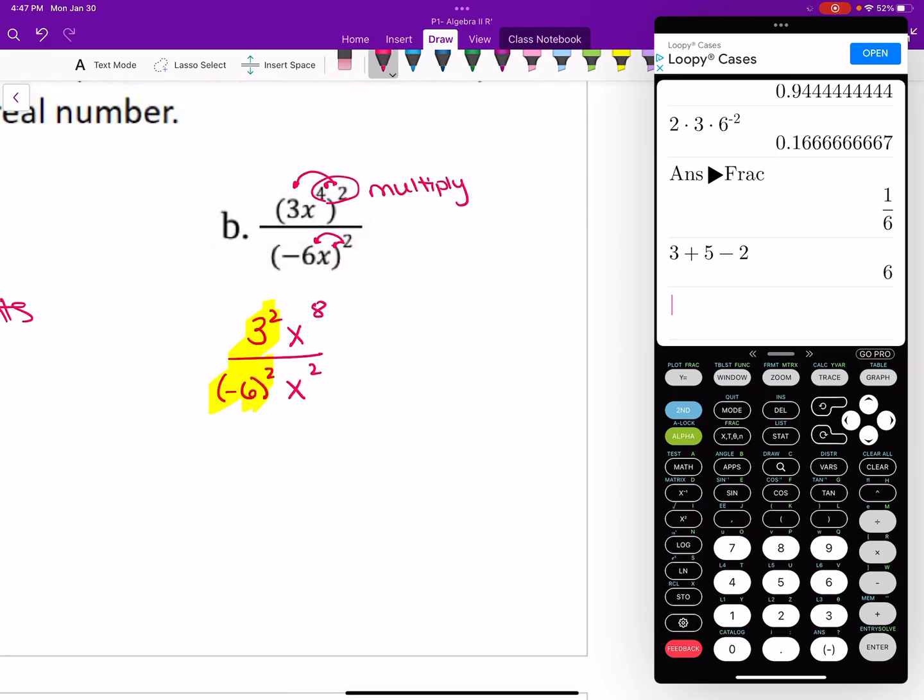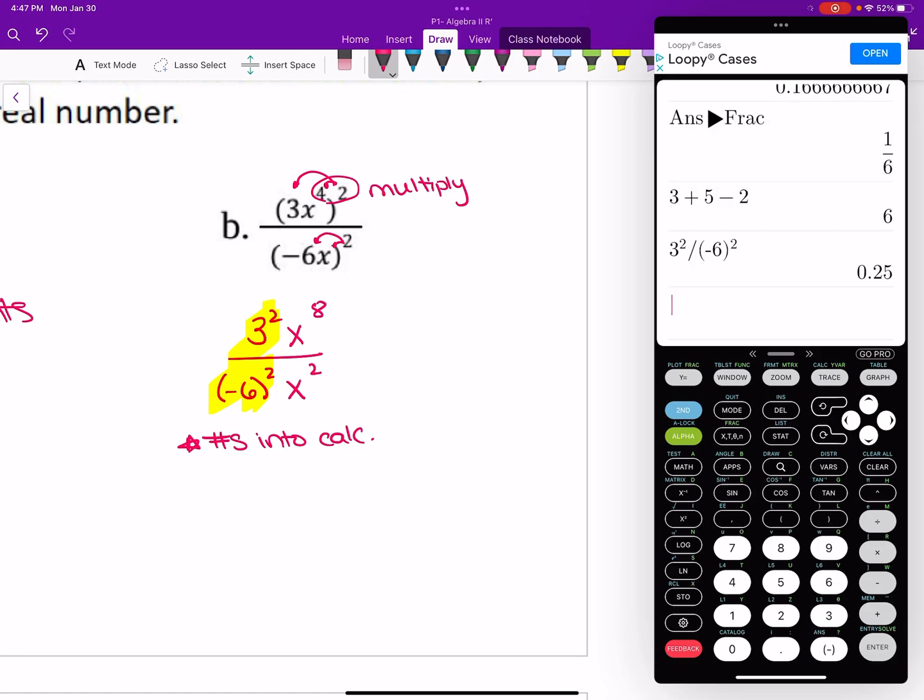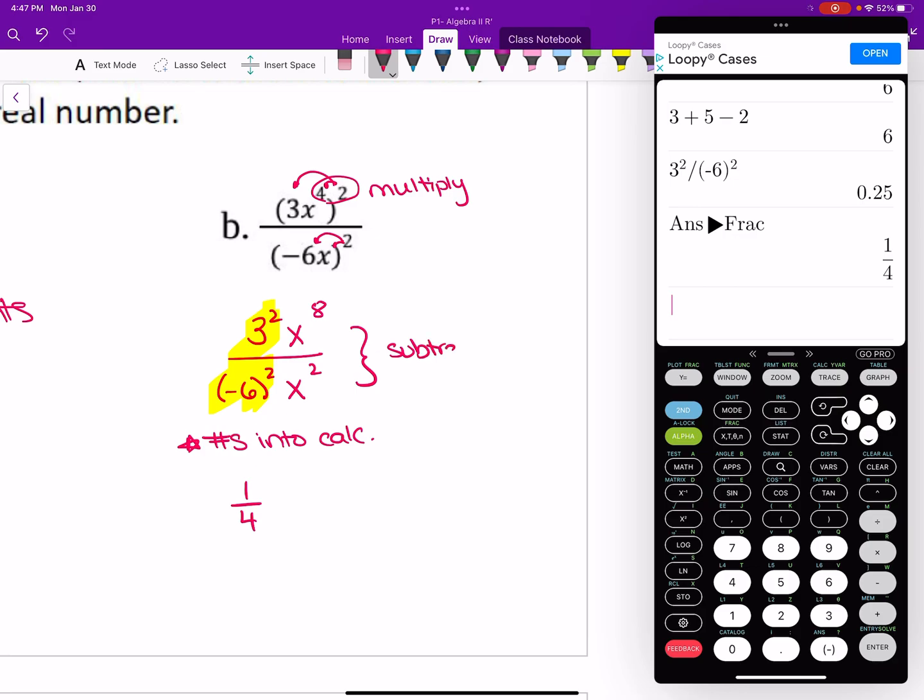For the numbers, I would again plug into my calculator. We're going to have 3 squared divided by -6 in parentheses squared. You get 0.25, but for these we really should be making them into fractions, 1/4. And now you're dividing, so we subtract the exponents. So 8 minus 2 gets me 6. You can leave it like this, or similar to A, you can put the x to the 6th on top and get x to the 6th over 4.